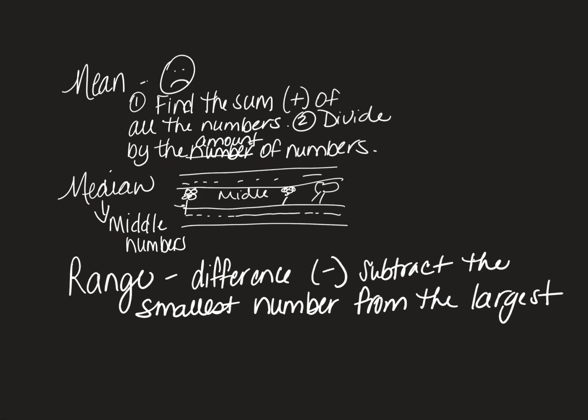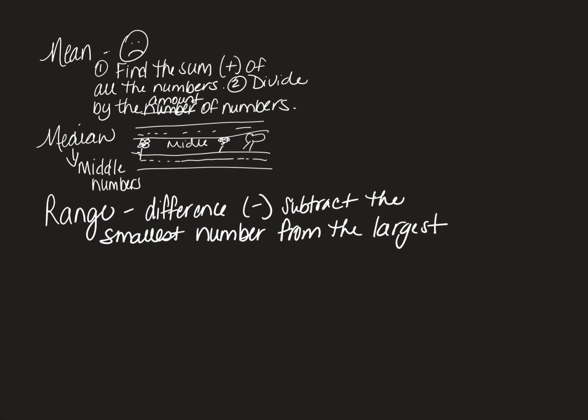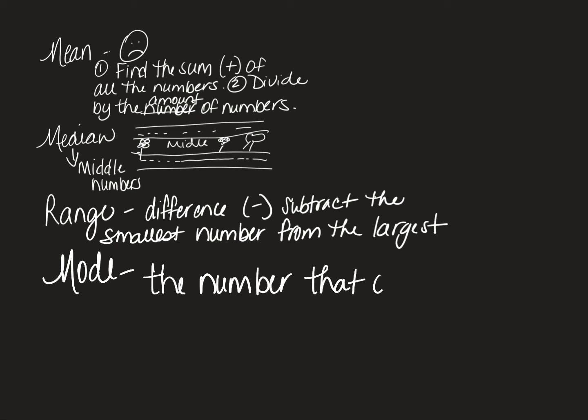Okay? Now, let's talk about mode. Mode. What mode are you in? I mean, it's just an idea. But anyway, mode is basically the number that occurs the most. Sometimes you will have no mode. If you have no numbers that are repeated, then you have no mode.